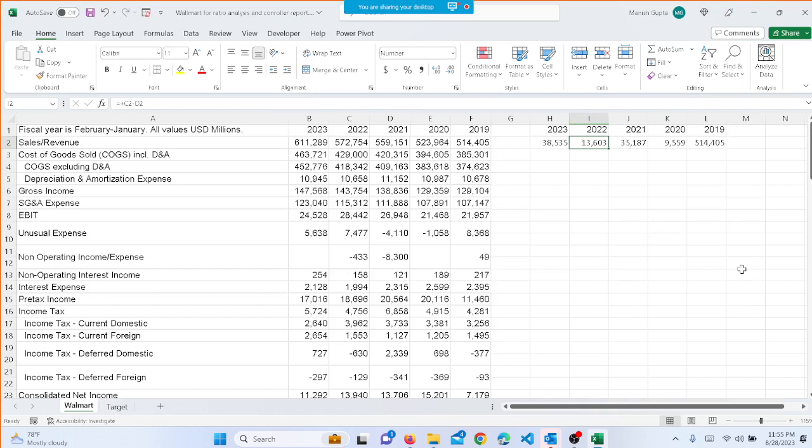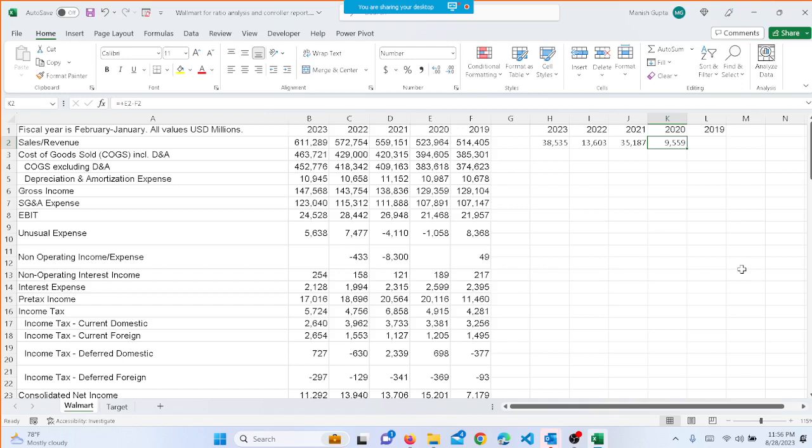Look at the horizontal. From 2019 we cannot, because we don't have the data of 2019, but 2023 we can. So we can see what is the variance over a period of last year, right? So 2023 will show a variance of 38,000, meaning the revenue has been more by 38,000. In 2022, revenue was increased by 13,000. 2021 revenue increased by 35,000. 2020 revenue increased by around $10,000.